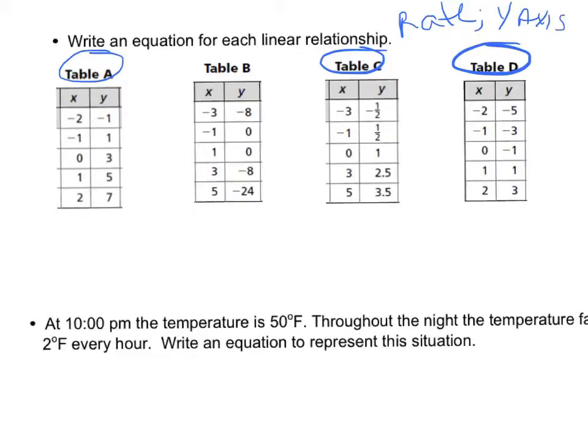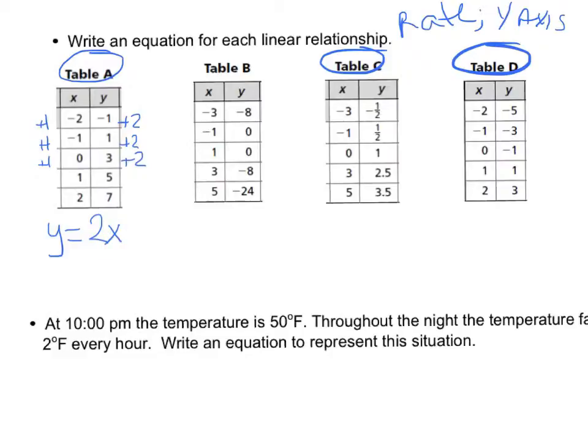Okay, so in table A, if you remember, we found out that the y values were going up 2 every time, that the x values went up 1 every time. So that means our rate is 2. And the rate, remember, is the coefficient. So y equals 2x.